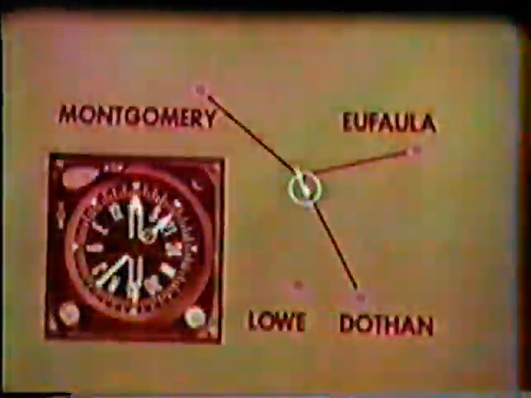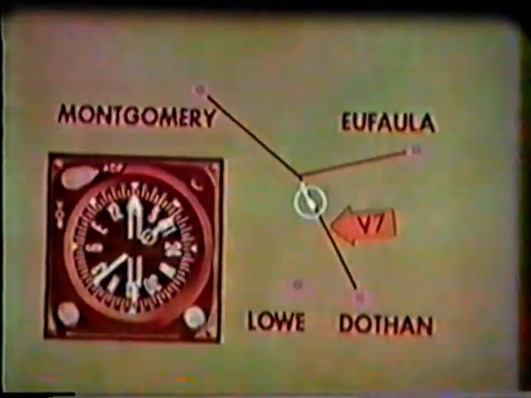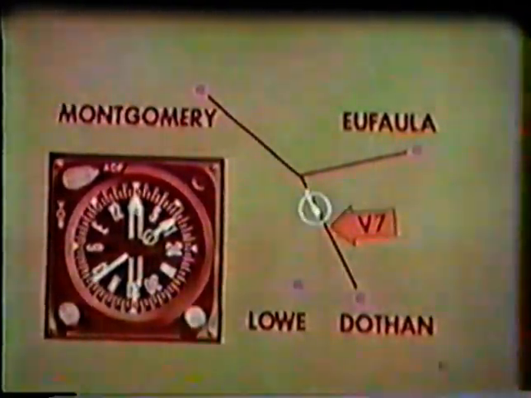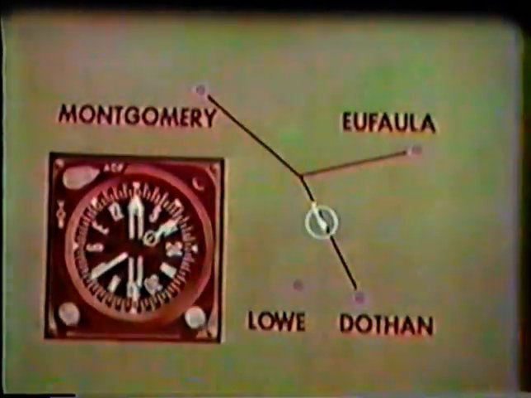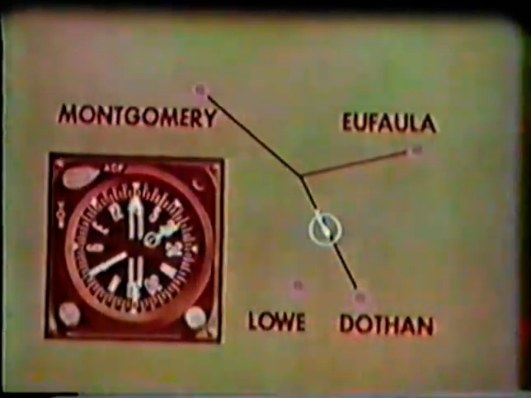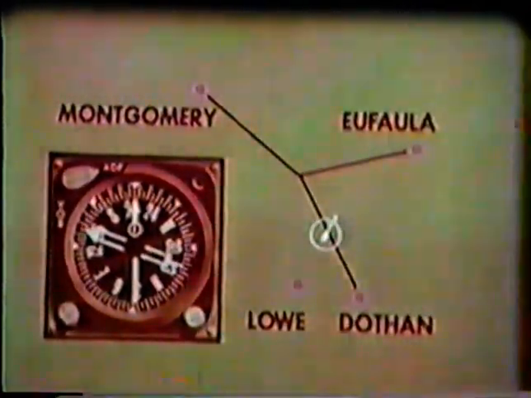VOR is not widely available in overseas areas or in combat. In many areas, ADF is the only radio navigation system available. A second good reason can be seen on this chart. Suppose you were coming down from Montgomery on Victor 7 en route to Low. Since there is no VOR at Low, a transition to ADF is necessary. In similar situations, a transition to ADF must be made.